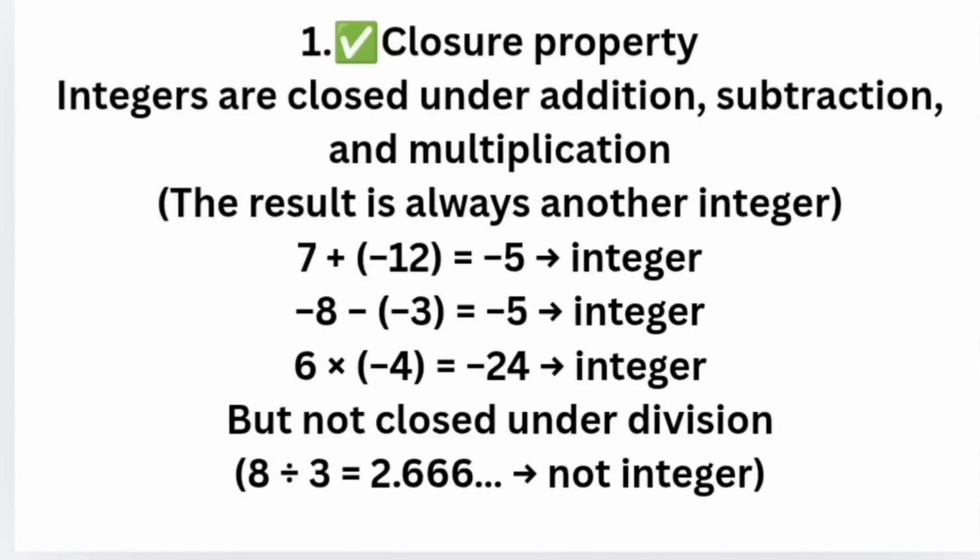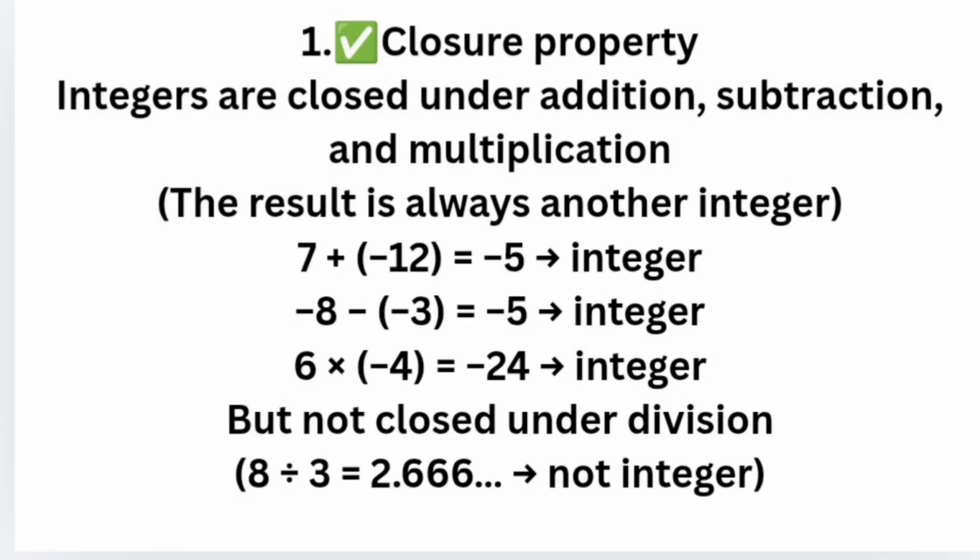Key characteristics of integers. They are whole numbers, no fraction or decimal parts. They extend infinitely in both positive and negative direction. They include 0, which is neither positive nor negative. They are used when direction or signed quantities matter. They never include fractions like 1 over 2, decimals like 3.7, irrational numbers like square root of 2 or 5, or complex numbers.